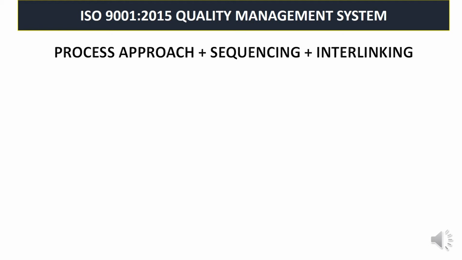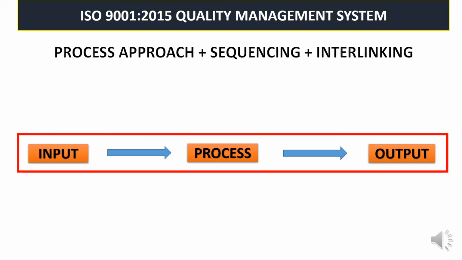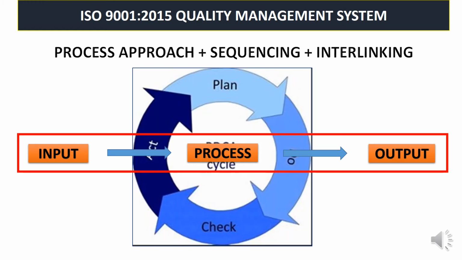Let us see whatever we have seen till now, how it is reflecting in quality management system, for understanding it clearly or easily. So 3 words are very important to understand quality management system of ISO 9001 2015. They are process approach, sequencing and interlinking. What is process approach? In short, again we will see process approach is nothing but input, process and output. Then the PDCA cycle where we are going to plan, do, check, act for sequencing and interlinking our sub processes.